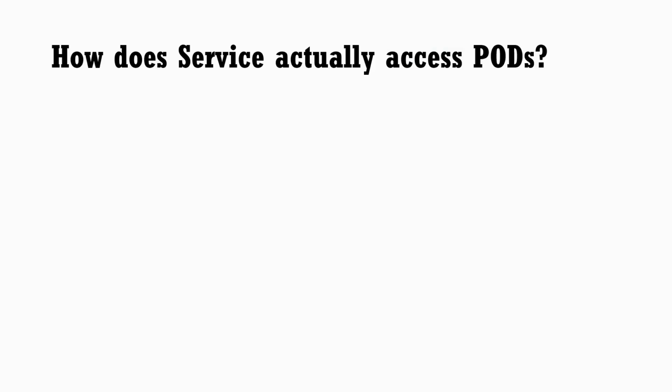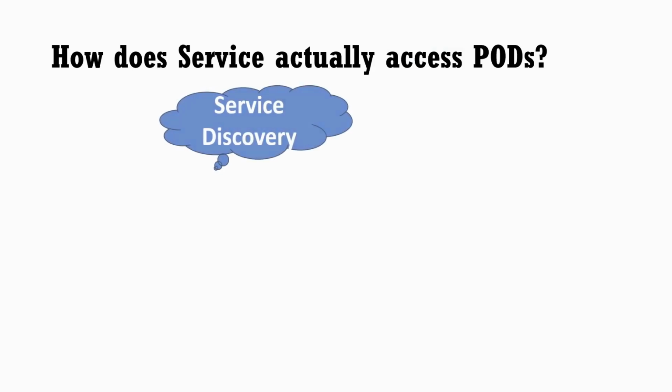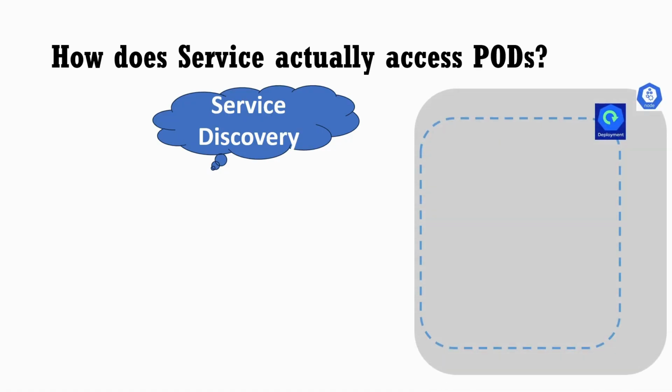Now the next important question is, how does a service actually access pods? The answer is service discovery. Instead of managing pods using their IP addresses, Kubernetes services work using labels and selectors. Let's understand this step by step. We create a deployment using a YAML manifest file. Inside the metadata section of the deployment, we define labels.